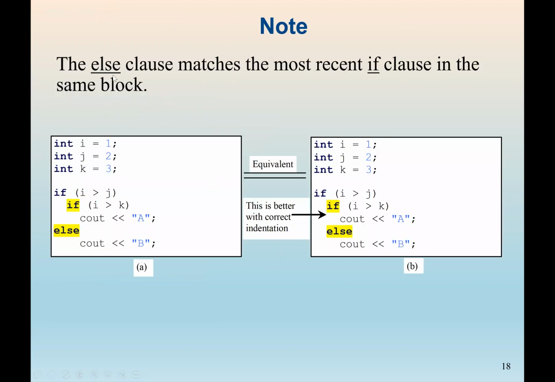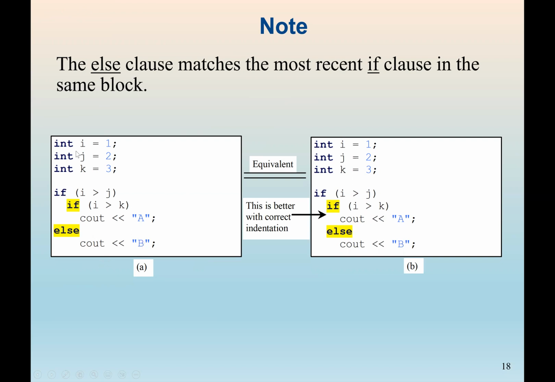One note also here is that the else clause always matches the most recent if clause in the same block. So what they are saying here is that, for example, these two are the same. Now, in Python we know indentation is very important. In Java and C++, indentation is ignored.